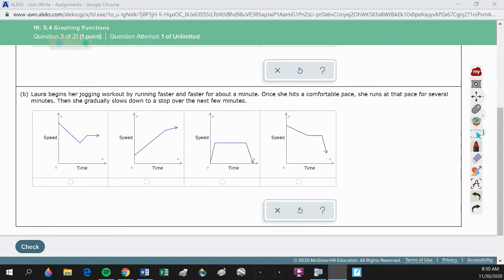Laura begins her jogging workout by running faster and faster for about a minute. Once she hits a comfortable pace, she runs at that pace for several minutes. Then she gradually slows down to stop over the next few minutes.